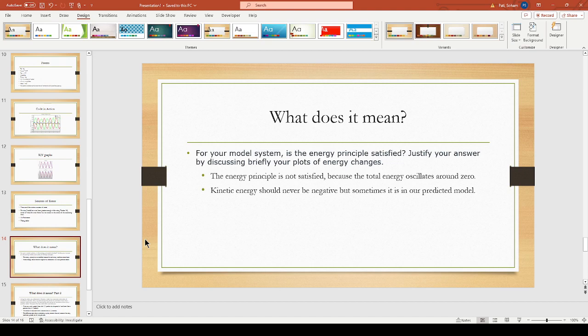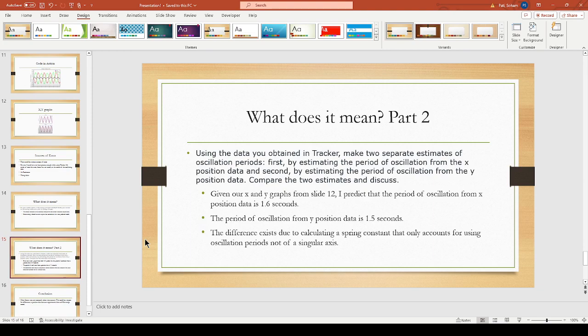So what does it mean? The energy principle is not satisfied because the total energy oscillates around 0. Kinetic energy should never be negative, but sometimes it is in our predicted model, which is weird. Given our X and Y graphs from slide 12, I predict that the period of oscillation from X position data is 1.6 seconds, and the period of oscillation from Y position data is 1.5 seconds.